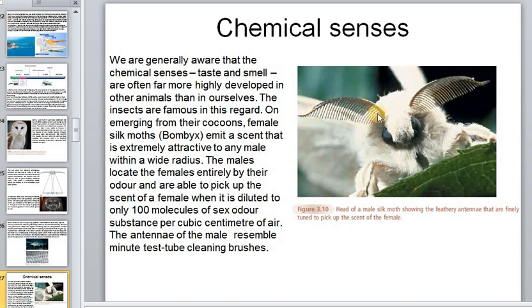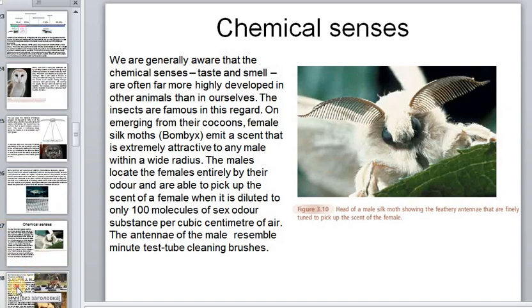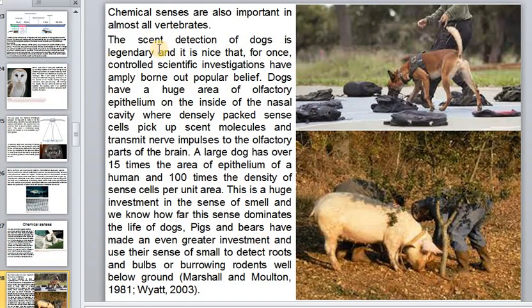And these organs here, we see this very big on the head of this insect, the antennae of the male resemble minute test tube cleaning brushes. So the signals must be effective in the environment in which the sender and receiver live. This necessarily imposes constraints on the form of communication used, so using this form, chemical senses.